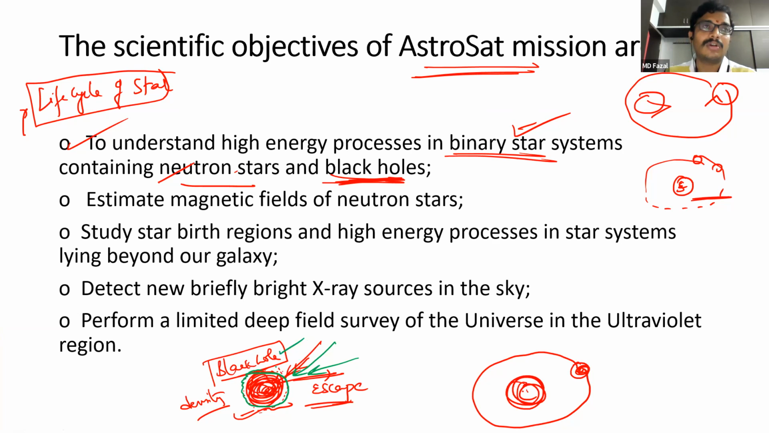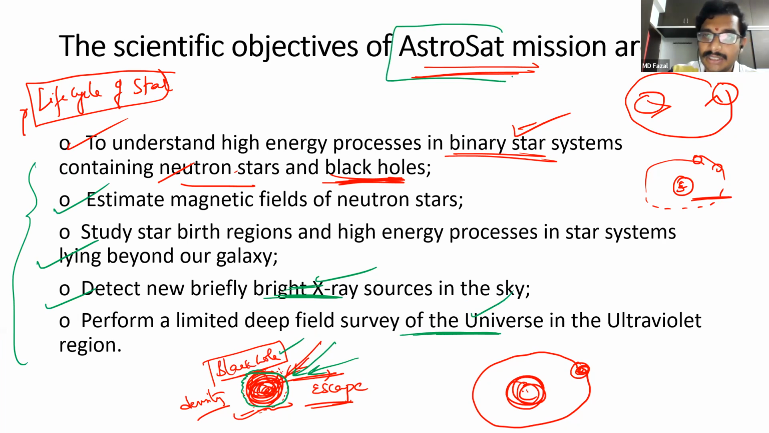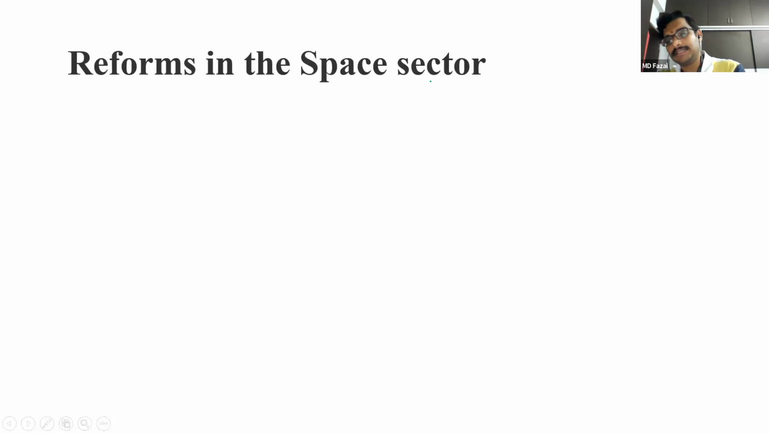Around the black hole also stars will rotate, neutron stars will be located, all these things. So we can study all these phenomena, new sources, bright X-ray sources, and a survey of the universe in the ultraviolet region. These are all the advantages of the AstroSat mission. Okay, so black hole is very important. We will see that in detail later.